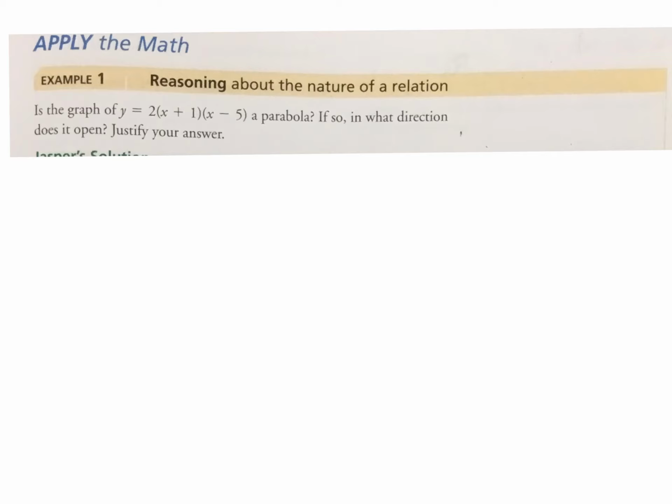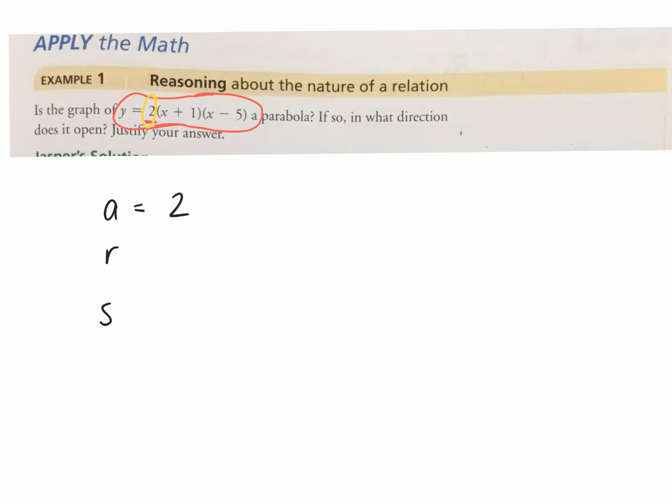Based on what you just learned, if the graph y equals 2 times (x plus 1) times (x minus 5) is a parabola, what can you tell me about this parabola? What are 3 things you know about the parabola just by looking at the equation? What's A? A is 2. So what does that tell you about this parabola?